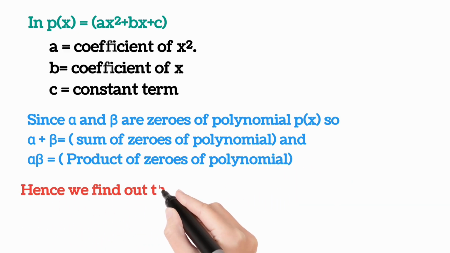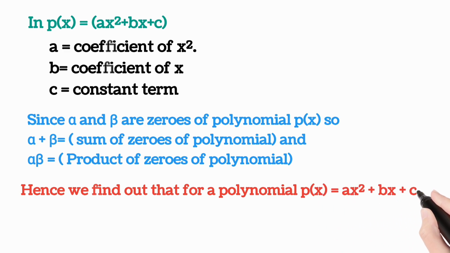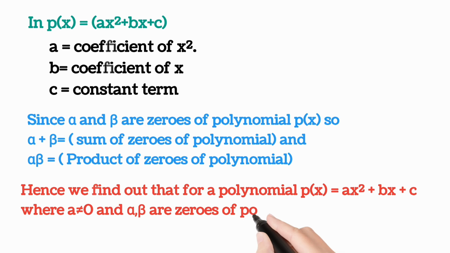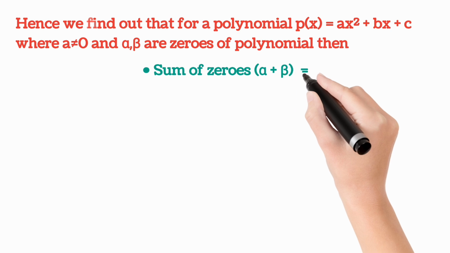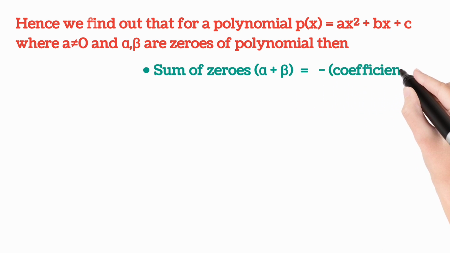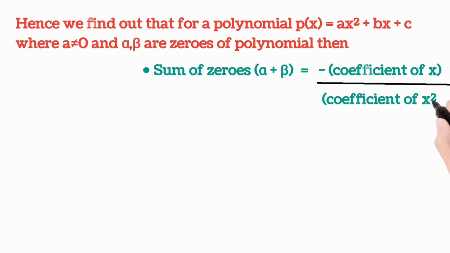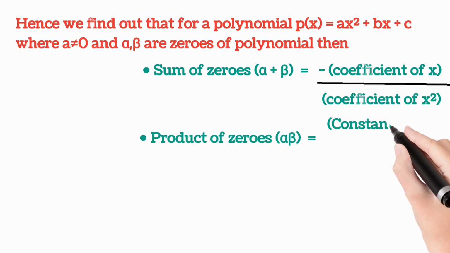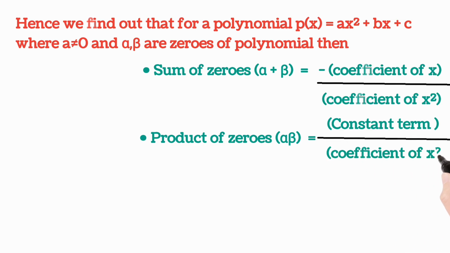Hence we find that for a polynomial p(x) equal to ax square plus bx plus c, where a is not equal to 0, and alpha and beta are zeros of the polynomial, the sum of zeros, alpha plus beta, is equal to minus the coefficient of x divided by the coefficient of x square. Similarly, the product of zeros, alpha into beta, is equal to the constant term divided by the coefficient of x square.